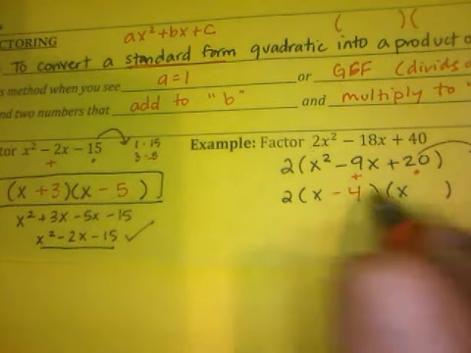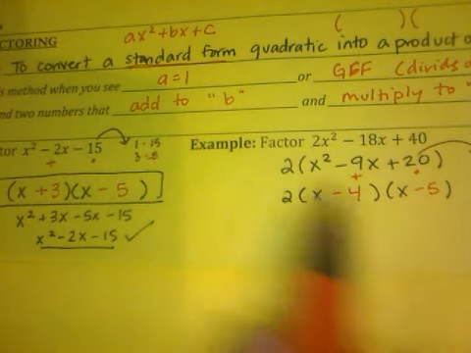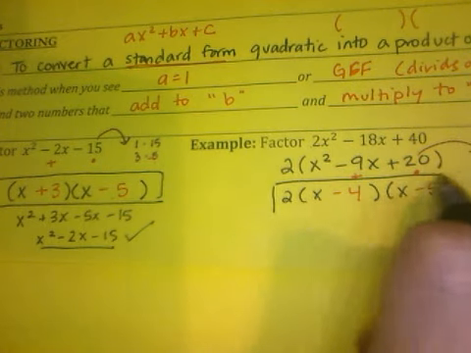So x minus 4 and x minus 5 are my two factors. Make sure that you don't forget the 2 out front. This would be your final answer.